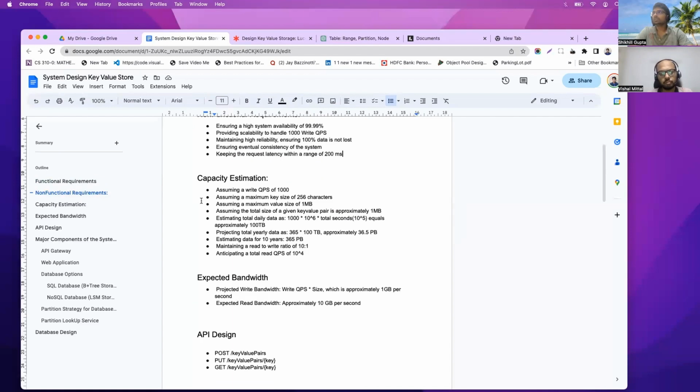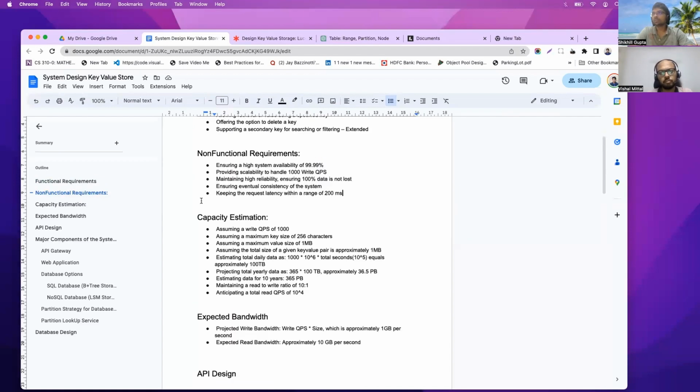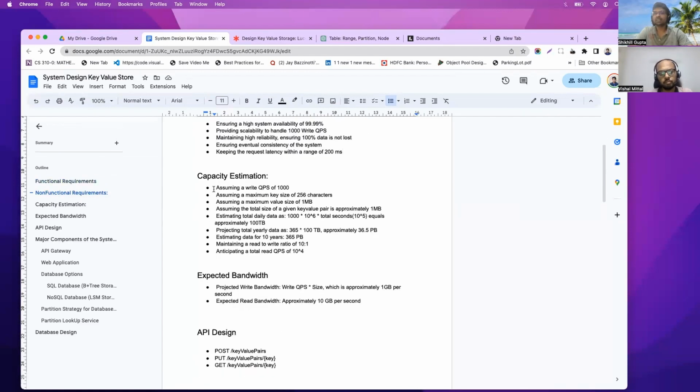Let's discuss the capacity estimation. Capacity estimation gives an idea of what kind of system we are building. So assume we are writing 100,000 queries per second. Let's also assume the maximum key size that we are supporting in our system is 256 characters. We cannot support unlimited length of a key, right? We should have some limitations.